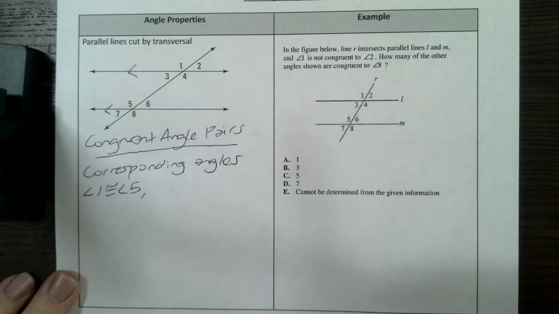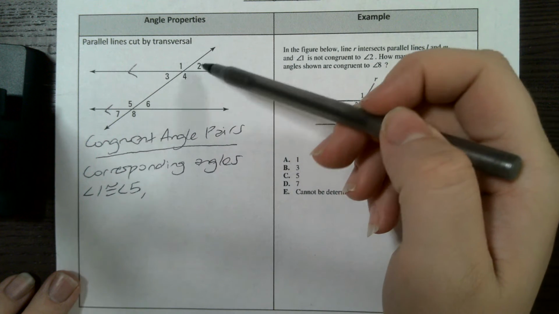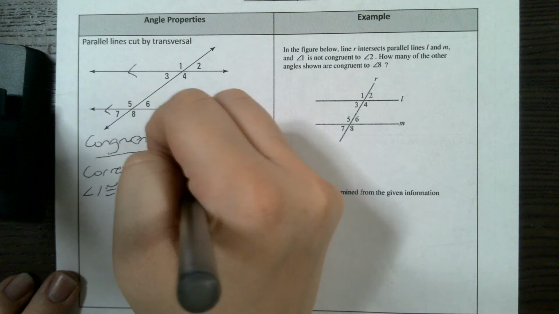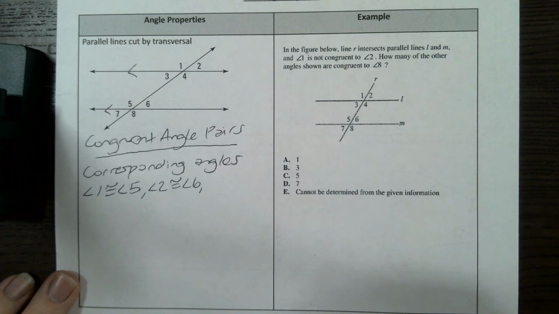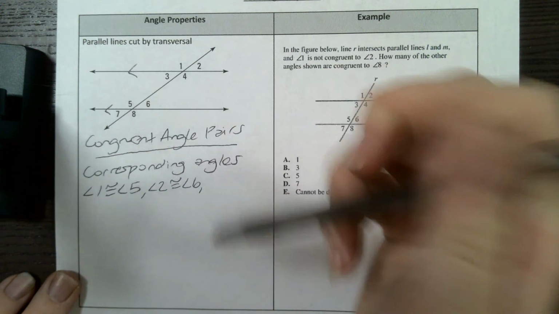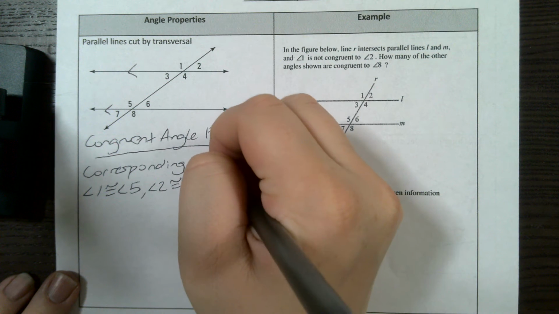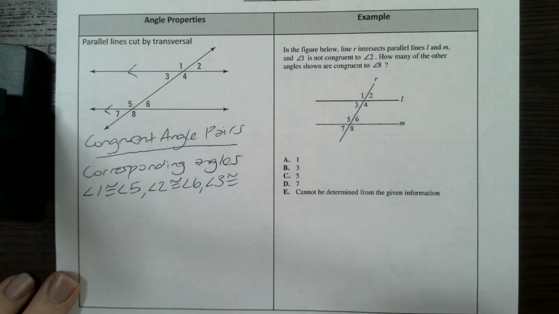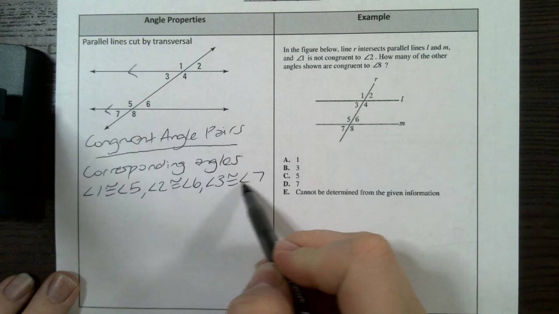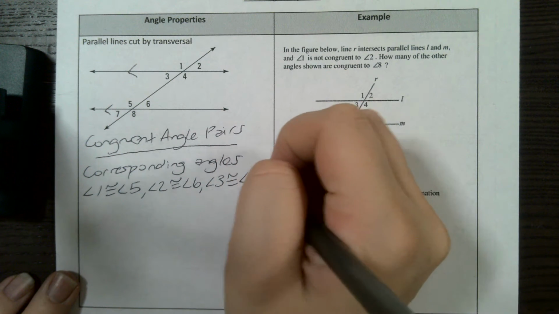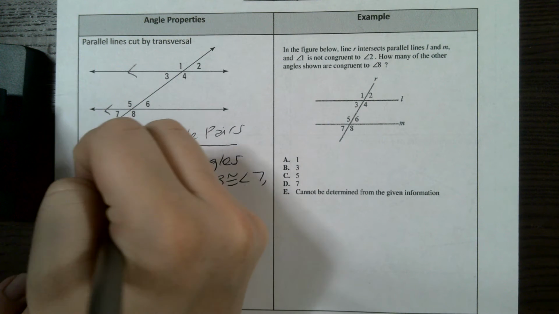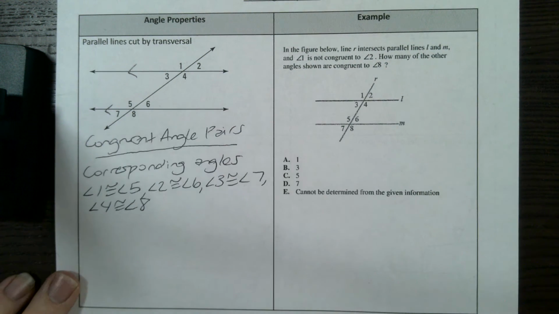And then to name some more corresponding pairs here, we also have angle 2 and angle 6. We also have angle 3 and angle 7, here and here. This little symbol I'm writing means congruent to. Angle 3 is congruent to angle 7, and this mark right here means angle. And then finally, our last pair of corresponding angles here is going to be angle 4 and angle 8.